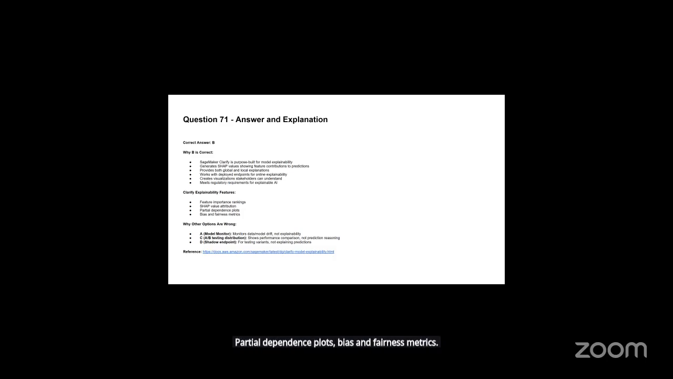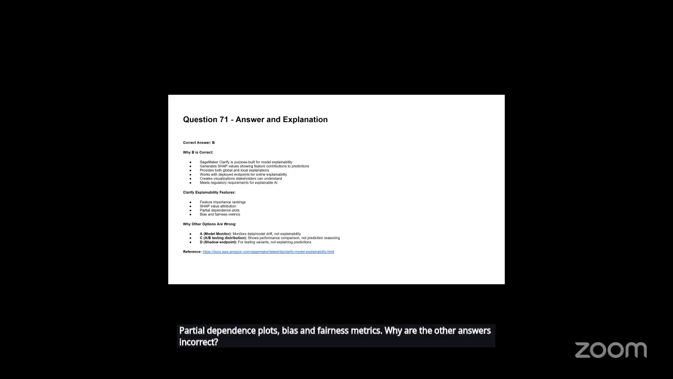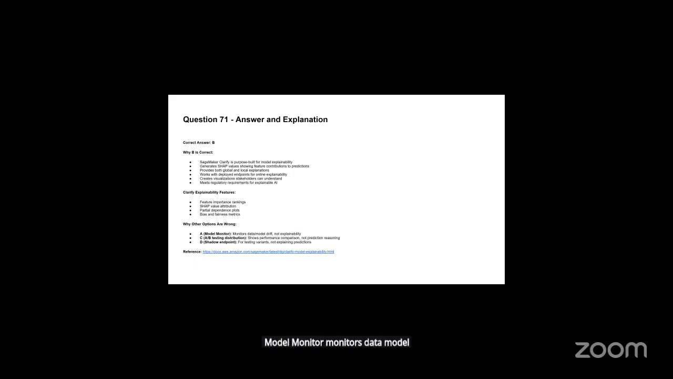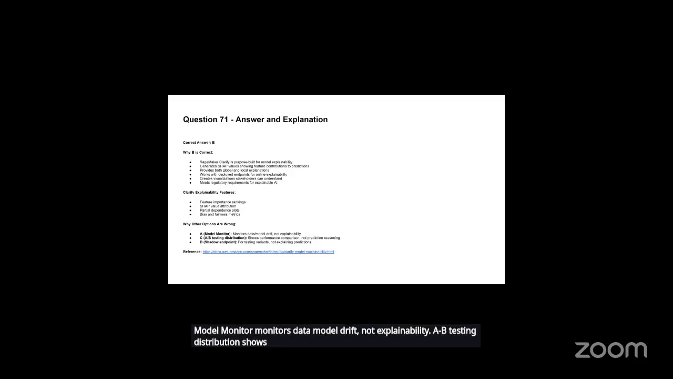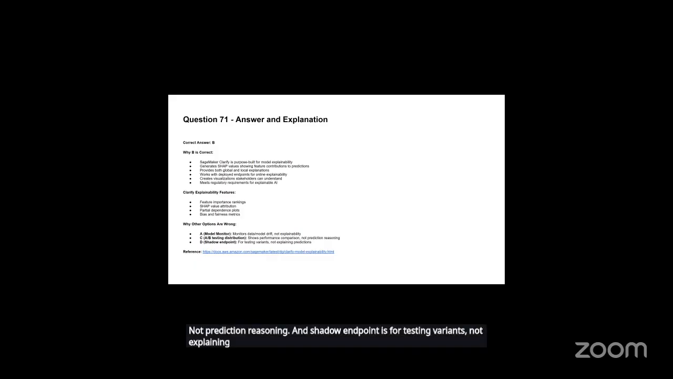Why are the other answers incorrect? Model Monitor monitors data and model drift, not explainability. A/B testing distribution shows performance comparisons, not prediction reasoning. And shadow endpoint is for testing variance, not explaining predictions.